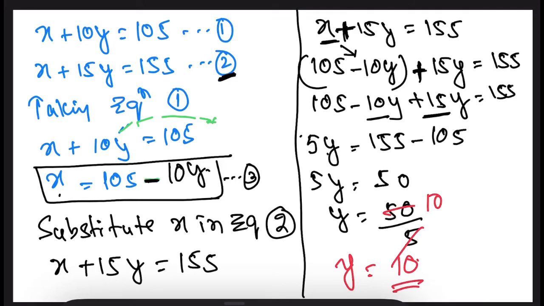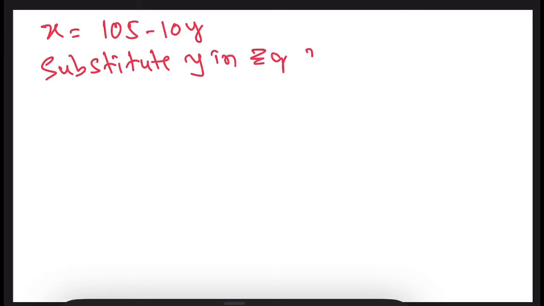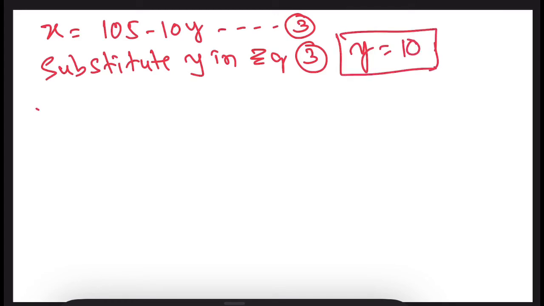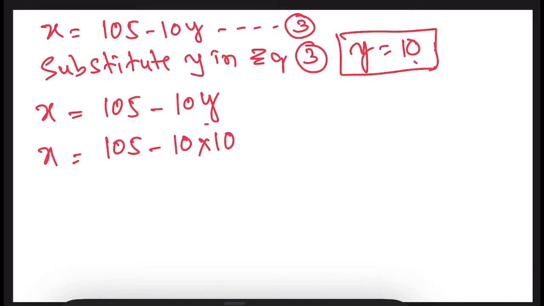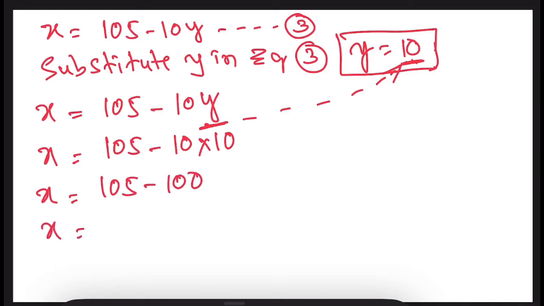Okay, now we need to find the fixed price, x. We got y, so we will put it in the third equation. What is our third equation? x equals 105 minus 10y. Substitute y in equation 3. y equals 10 came. So we will put it in the third equation. x equals 105 minus 10 into 10. So x equals 105 minus 100, so x equals 5.